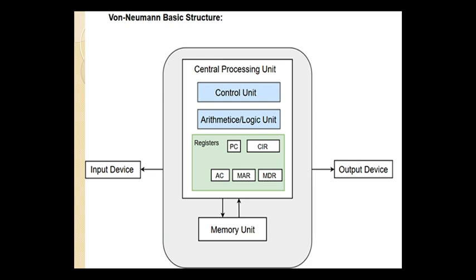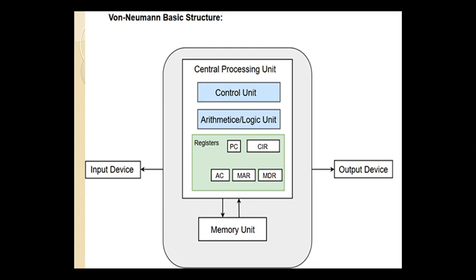Registers. Registers refer to high-speed storage area in the CPU. The data processed by the CPU are fetched from the registers. You can see registers. PC is program counter. Program counter is the register that contains the address of next instruction to be executed. CIR, current instruction register. This register contains current instruction during processing.